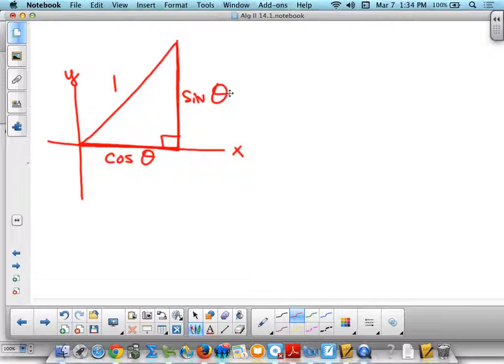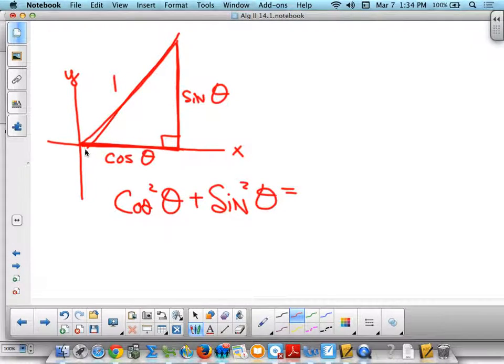Tell me, what does the Pythagorean theorem say? a squared plus b squared equals c squared. It's leg squared plus leg squared equals hypotenuse squared. Well, what's the leg? Cosine squared, plus sine squared equals what? Hypotenuse squared, which is 1 times 1. Boom. We just figured out the first Pythagorean trig identity. What is cosine squared plus sine squared? It's always 1.